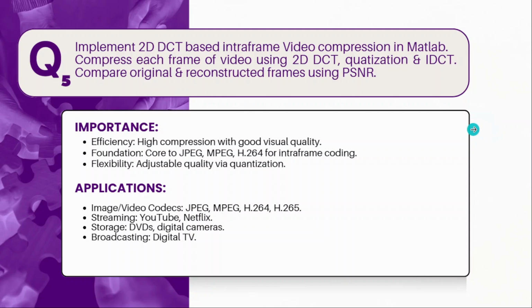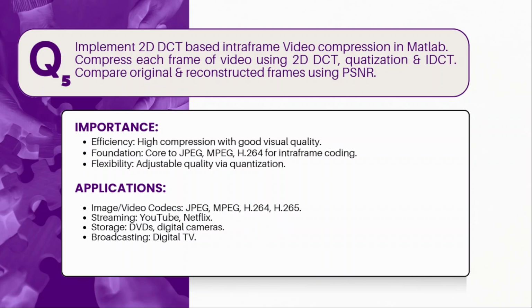And the importance is it has high compression with good visuals. We are not compromising over the resolution or quality of the frames or the video, but we are compressing the size of the file. And the foundation of the core is JPEG formats, MPEG, H.264, basically MP4 formats, and all those things. And flexibility: adjustable quality via quantization. If we apply more quantization on this, we can change the quality as well. And applications: JPEG, MPEG, H264, H265 quality, compression and decompression.